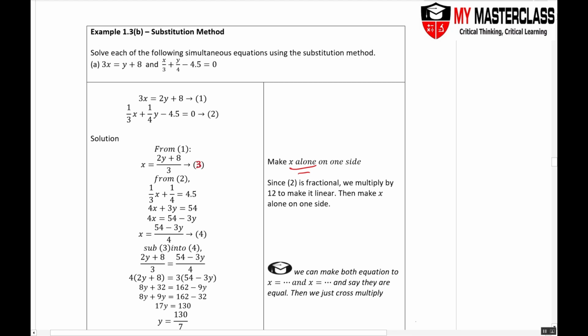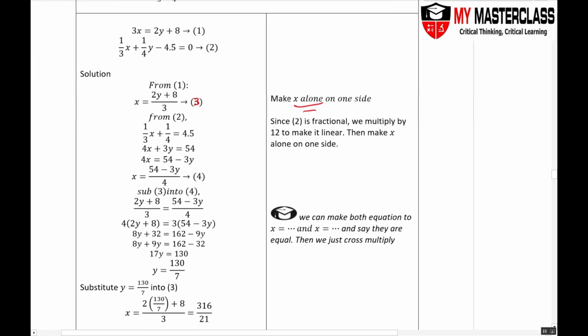For equation 2, it's a bit more complicated because you have fractions. We always try and avoid working with fractions, so I want to get rid of the fractions. I will multiply 12 throughout the equation itself, because 12 is the lowest common multiple between 3 and 4. That's how you end up with 4x plus 3y equals to 54. Same thing, bring over the 3y, divide the whole thing by 4. That's how you get equation 4.